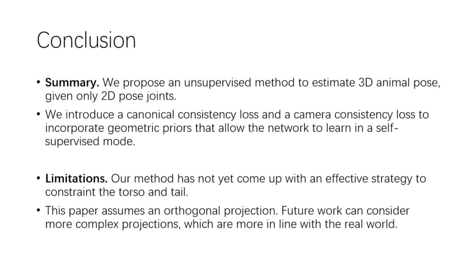We introduce a canonical consistency loss and a camera consistency loss to incorporate geometric priors that allow the network to learn in a self-supervised mode. The proposed method does not take into account constraining the torso and tail. We will consider this in future work.